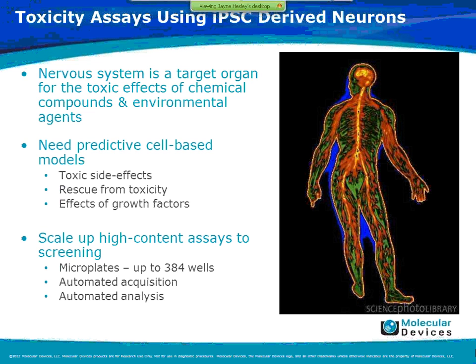What we offer is the opportunity to scale up your assays into high-content screening. All of the assays I'm going to show you were done in microplates. These are 96 or 384 well plates with our ImageXpress microsystem, which enables you to do automated acquisition. You can do multiple sites per well, multiple Z-stacks per well, and also once you've collected your images, we have automated analysis, both image analysis and then data analysis with the numbers that come out of the images.